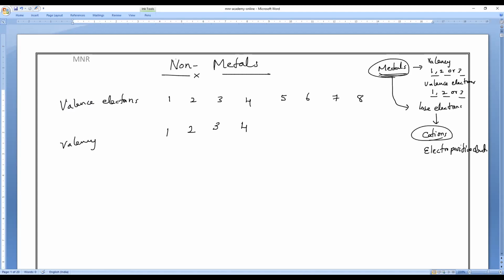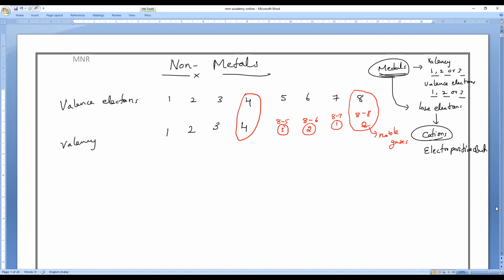If it is 5 valence electrons, valency becomes 8 minus 5, which equals how much, guys? 3. If it is 6 valence electrons, 8 minus 6, valency is 2. 7 valence electrons, 8 minus 7, valency is 1. 8 valence electrons, 8 minus 8, valency is how much? 0. So this is what we call noble gases or inert gases.